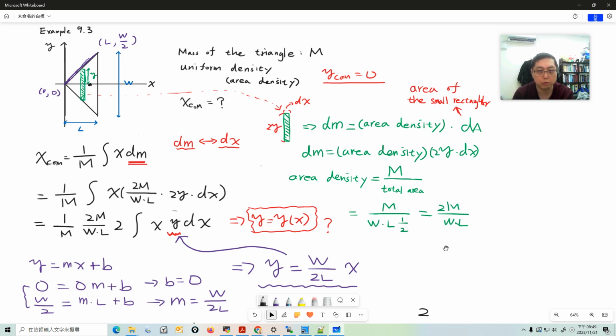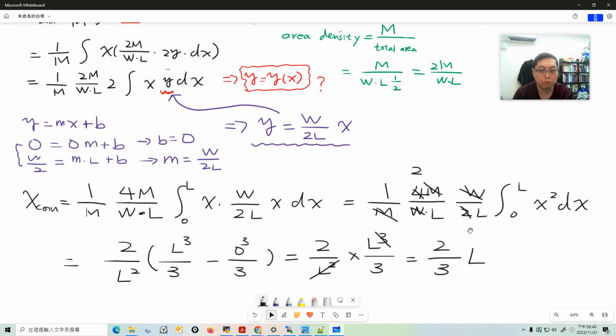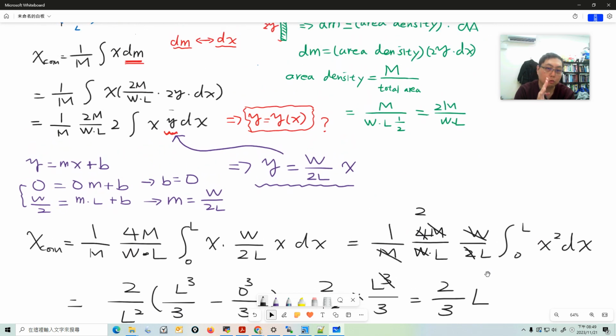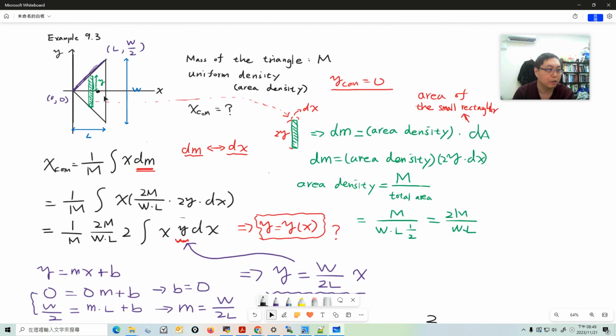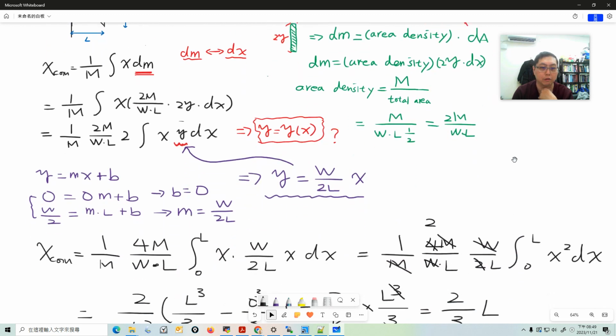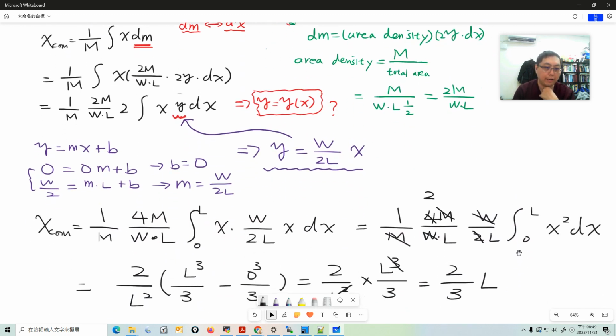So the answer is 2 over 3 L. So it's just to the right hand side of L over 2. Okay, so this is reasonable. The answer is reasonable because more mass is distributed at the right hand side. So the center of mass can never be at the center. Okay, so 2 over 3 L is the reasonable answer. And it's really a true answer.